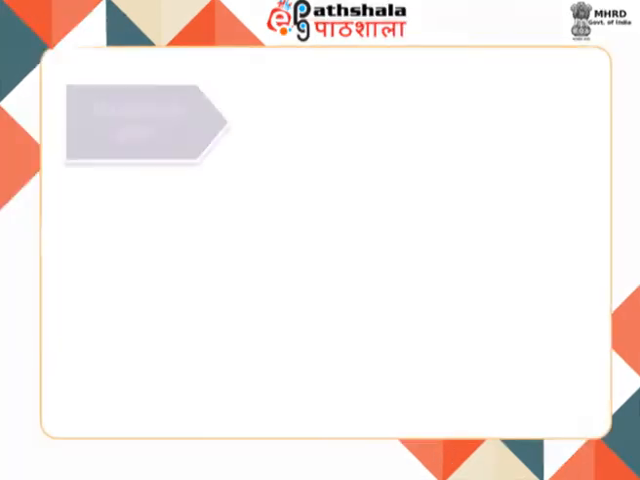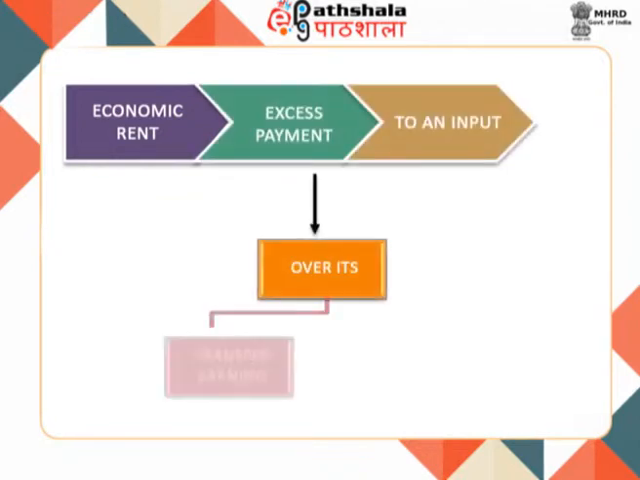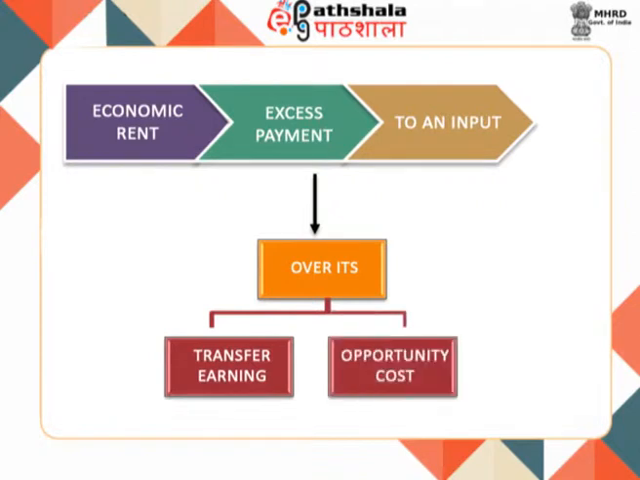In this case the supply curve would be upward sloping, and here we would find that the portion below the supply curve would be its transfer earnings. The portion above the supply curve and up to the point of actual earnings, the intersection of the demand curve and the supply curve, will be the economic rent. Therefore if you break up the total earnings, part of it will be in the nature of economic rent and part of it will be in the nature of transfer earnings. Economic rent is the excess payment to an input over its transfer earning or opportunity cost.